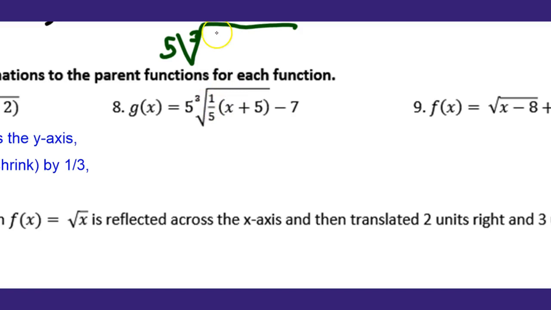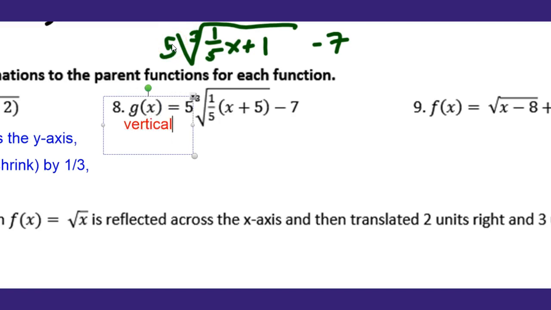So 1/5 times x is 1/5 x. And then 1/5 times 5 is actually 1. And then we have minus 7 outside of that. All right, so now I'm going to type from there. Let me minimize that size. Now, that 5 out front tells me we have a vertical stretch by 5.